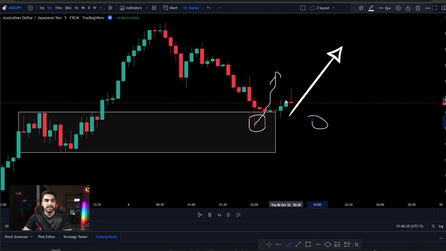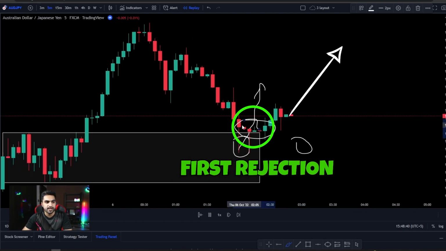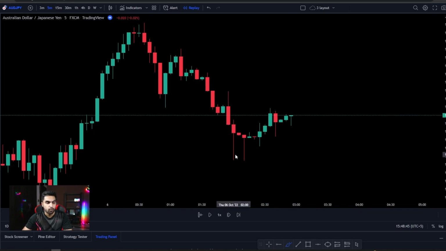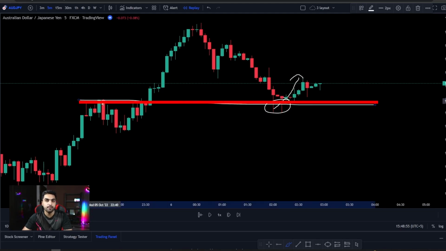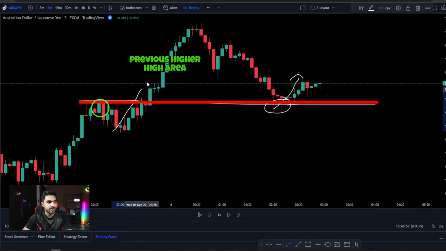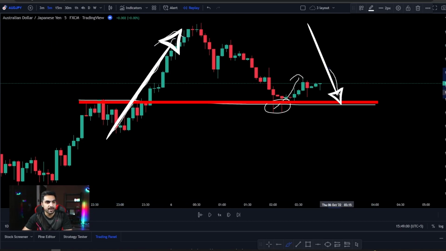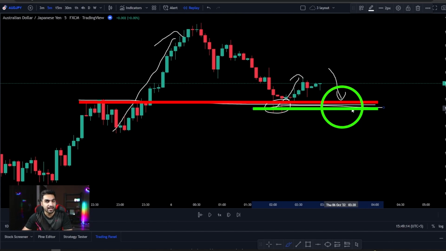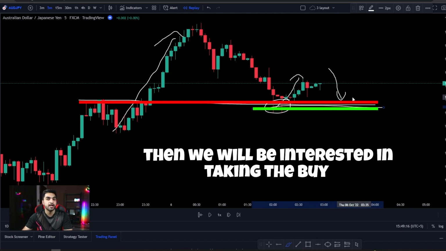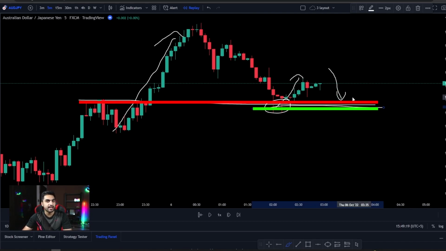Now as we can see, the market is now going to the upside. So we have our first rejection here. And when we have our first rejection, we wanted the market to make a movement to the upside. Now what do we need on a 5-minute time frame when we got rejected at this area from where we broke this previous higher high area and made a movement to the upside? We want the market to come towards this area again. When it comes towards this rejection area, we need to wait for the market to give us some sort of struggle or some sort of rejection again at this area. Then we will be interested in taking the buy because that will indicate to us that the buyer's trend will continue its movement to the upside.